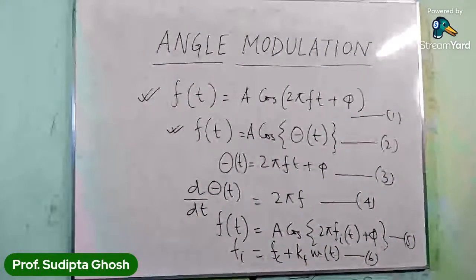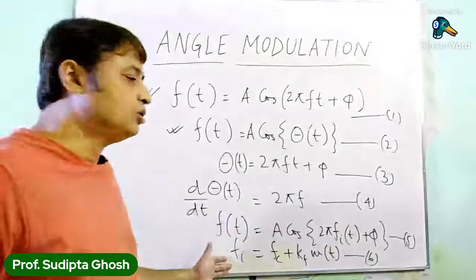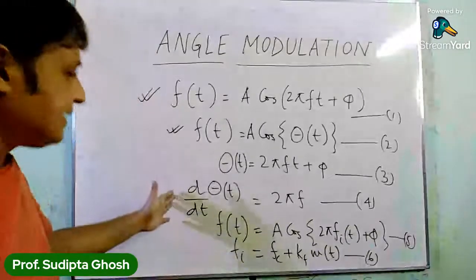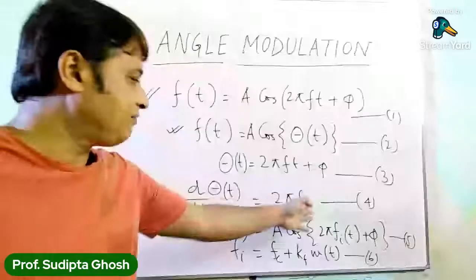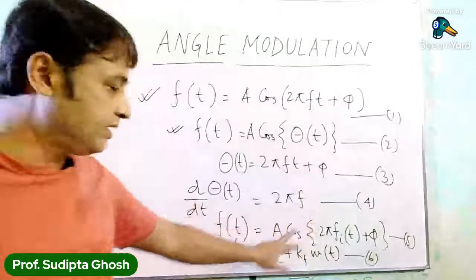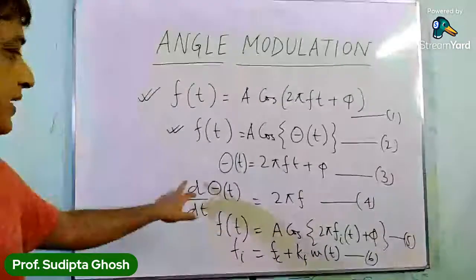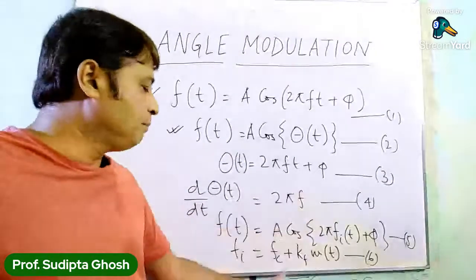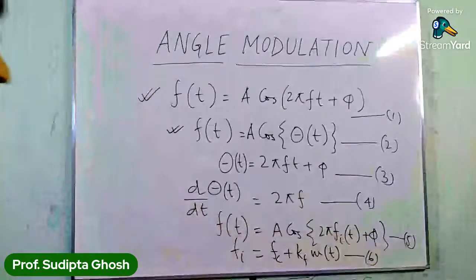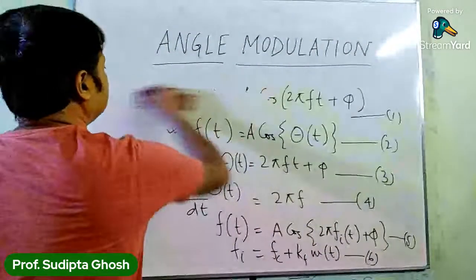Now to get the instantaneous phase of the modulated wave at any instant, we substitute equation six in equation four, so that d/dt of theta(t) we should find. If you put the value obtained from equation six and integrate after putting the value of 2 pi f, where f is substituted by the value found in equation six, it will be d/dt of theta(t) equals 2 pi in bracket, we can put fc plus kf into m(t). I'm writing this right now.